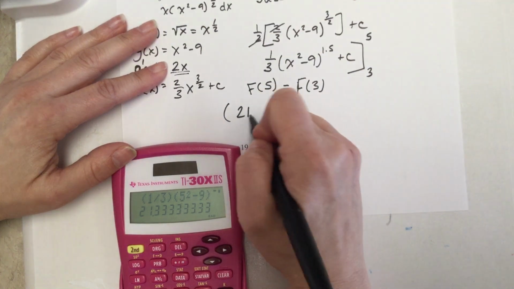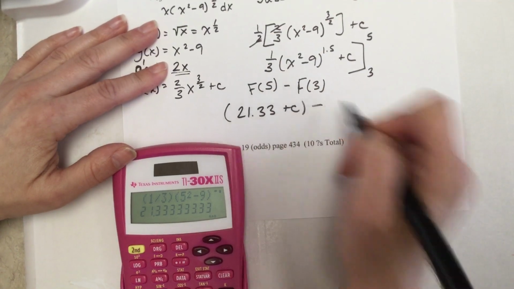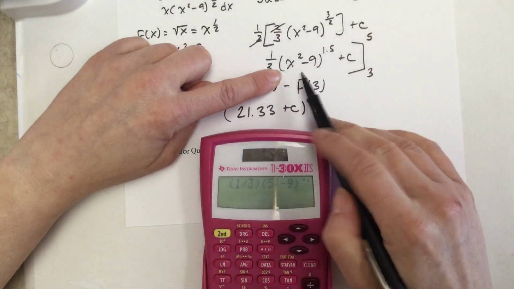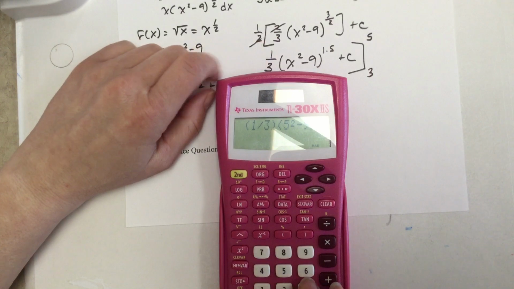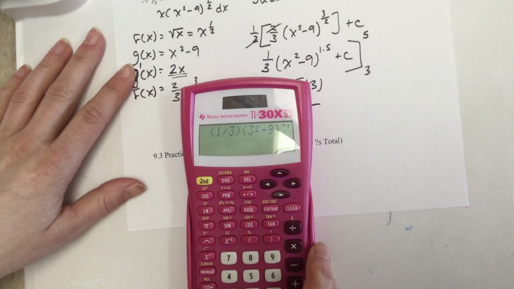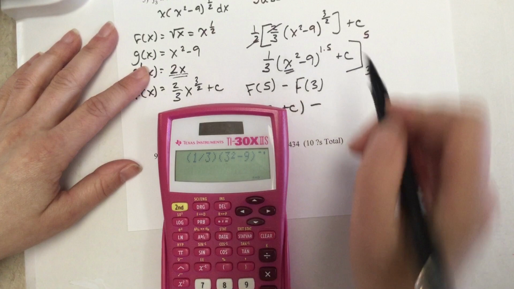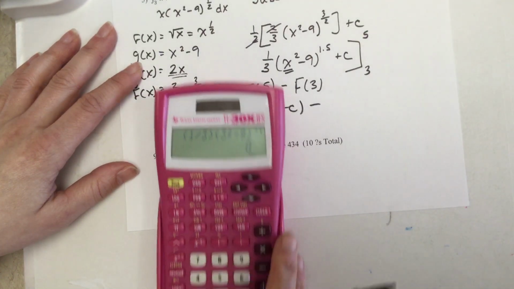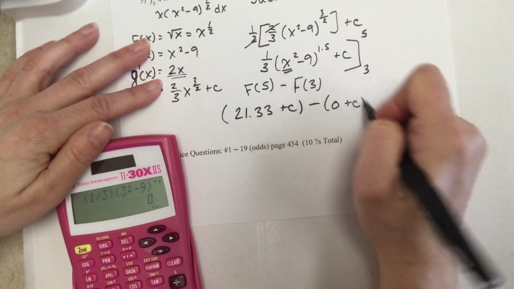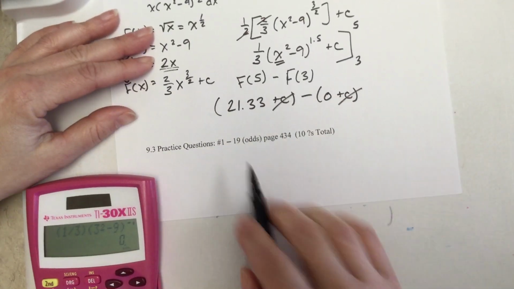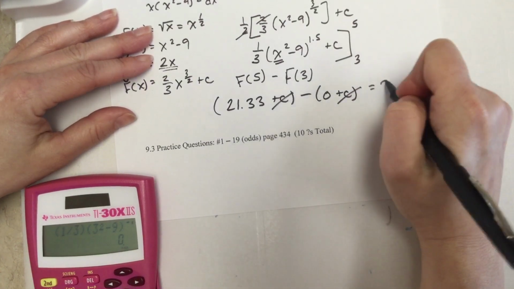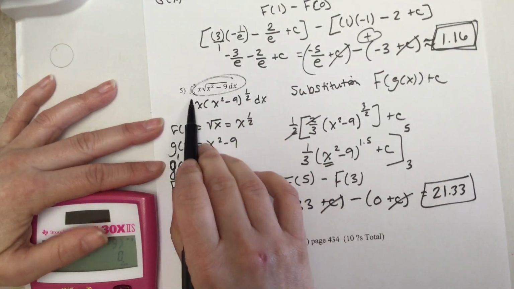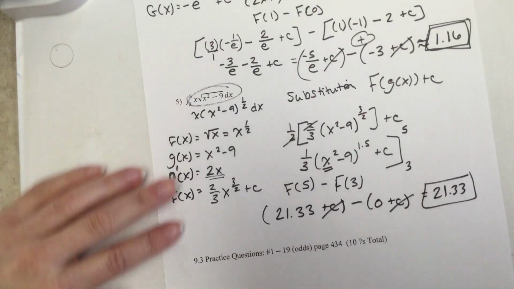Ooh, I get a 21.33 plus c minus. Now if I put in a 3, the only thing I'm changing here is x. So where I had 5 squared, I can just up arrow, change that to a 3 squared. Everything else is going to stay the same because I only have one variable within my antiderivative. So I changed my 5 squared to 3 squared, hit enter. Holy smokes, I got a 0. Okay. C minus C cancels. 21.33 minus 0 is 21.33. So that would be the area underneath this curve if you use the x values 3 to 5 and shade that region.